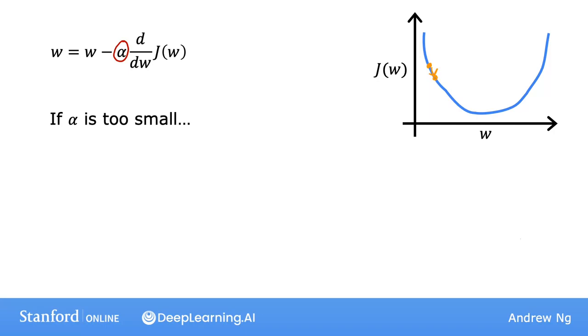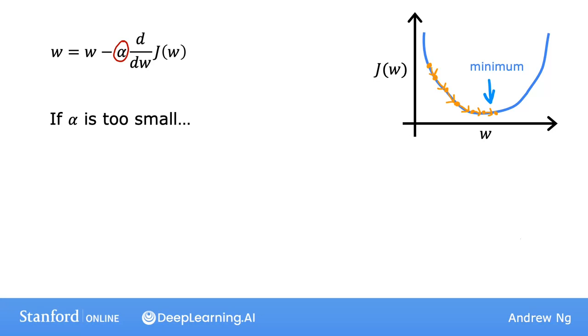Then from this point, you're going to take another tiny little baby step. But because the learning rate is so small, the second step is also just minuscule. The outcome of this process is that you do end up decreasing the cost J, but incredibly slowly. So here's another step, and another tiny step, until you finally approach the minimum. But as you may notice, you're going to need a lot of steps to get to the minimum.